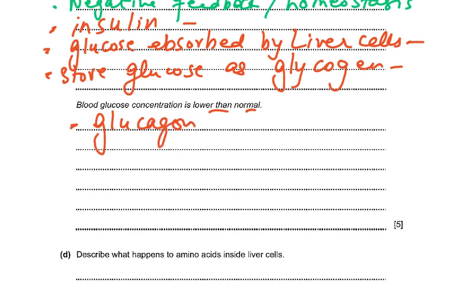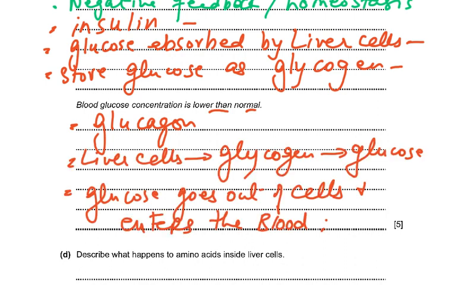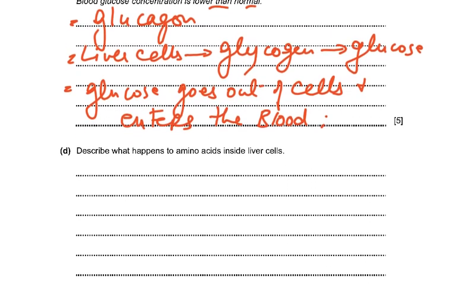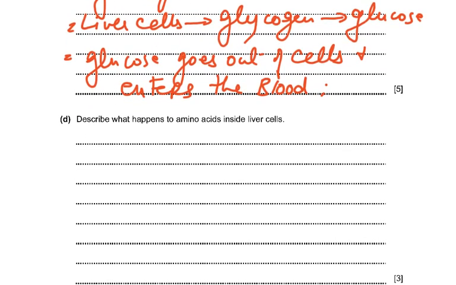The hormone glucagon, which is also produced by the islets of Langerhans, of course causes the liver cells to convert the glycogen to glucose, and the glucose goes out of the cells and enters the blood. So glucagon makes the liver cells convert the stored glycogen to glucose, and the glucose goes out of the cells and enters the blood, and the blood glucose concentration normalizes.